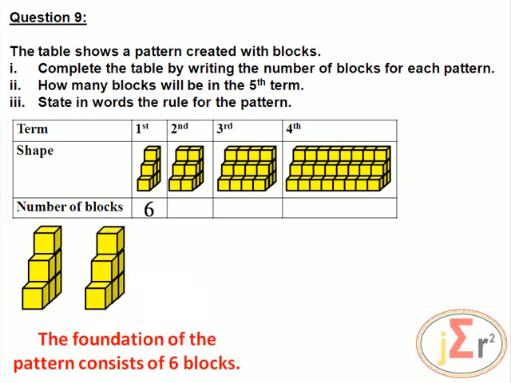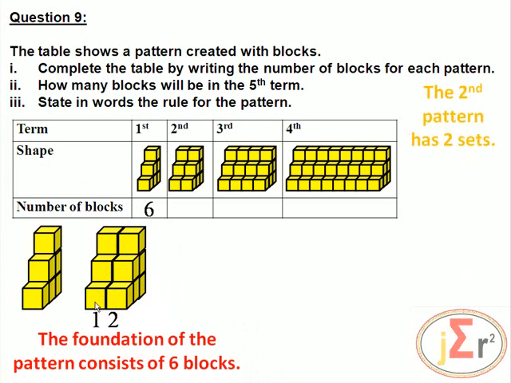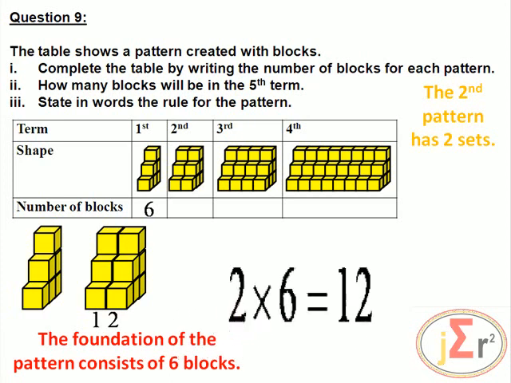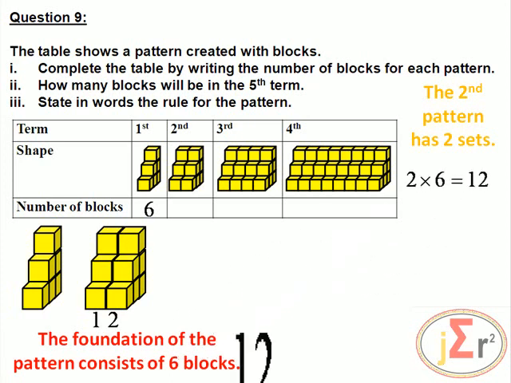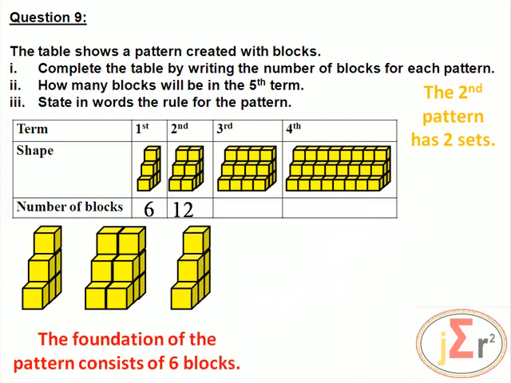So that's your foundation. And then we are going to add another one. So we have 2 of them. The second pattern has 2 sets, 2 sets of 6. And that will give us 12. That's not rocket science. Now this third diagram, how many sets does the third diagram have?